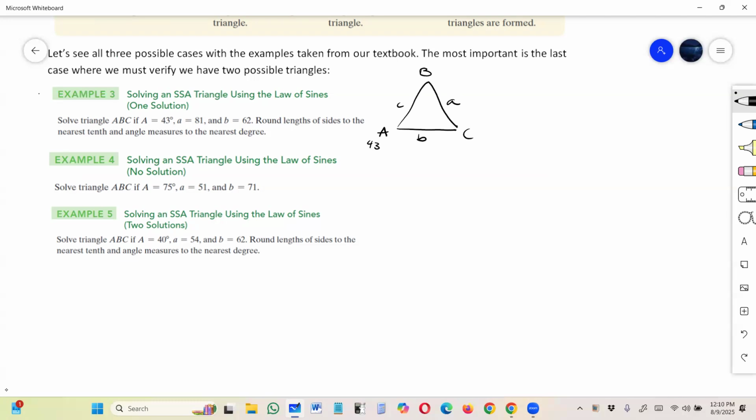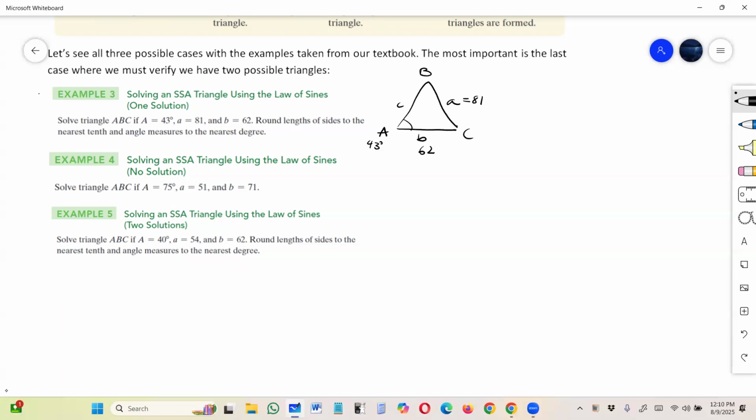Angle A is 43 degrees. Side A is 81. And because we're just trying to find which cases we have there, notice that they're not even giving the units for the sides, which is perfectly fine at that stage. So they're giving us the side A, 81, the side B, 62, and that's all they're giving. Notice that different from before, where we were given two angles and we could immediately find the third, in this case we cannot, right?